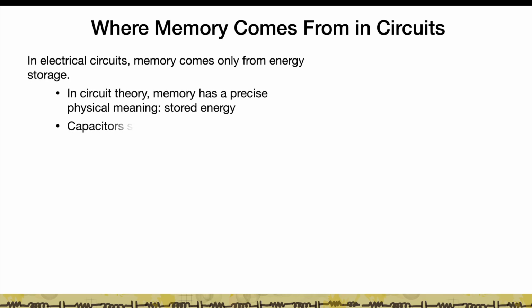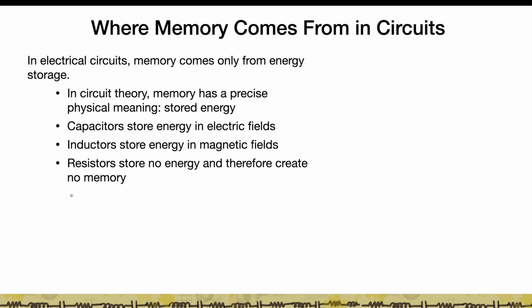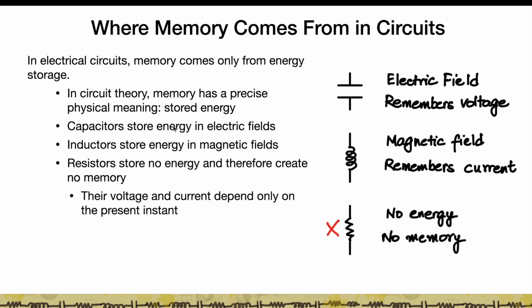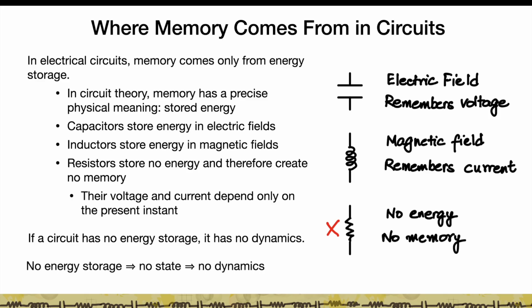So in circuits, memory comes from exactly one place: energy storage. Capacitors store energy in electric fields, so they remember voltage. Inductors store energy in magnetic fields, so they remember currents. Resistors store no energy. This is extremely important. No matter how complicated a resistive network looks, it has no memory and no dynamics. So, no energy storage, no state, no dynamics.